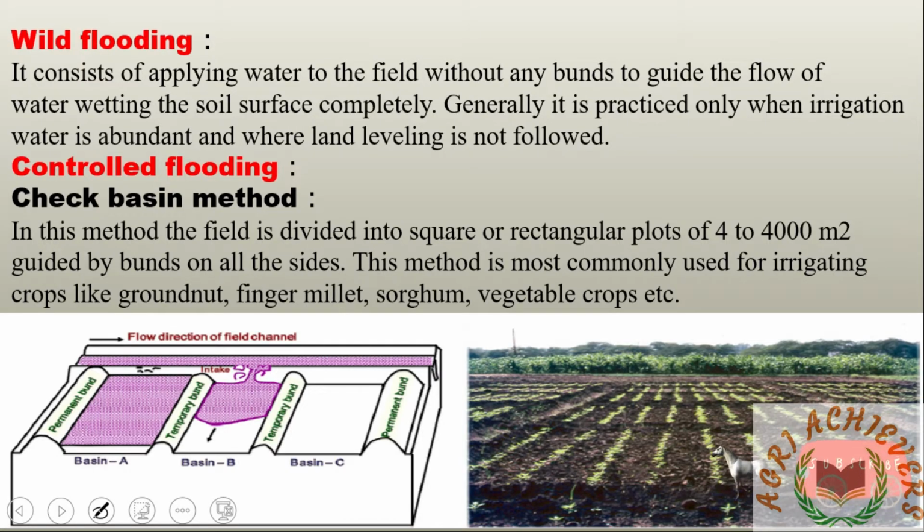In this method, the field is divided into square or rectangular plots of 4 to 4000 meters square, guided by bunds on all sides. This method is most commonly used for irrigating crops like groundnut, finger millet, sorghum, vegetable crops, etc. Here the images are given, this is the check basin method. These are basin A, basin B, and basin C, and the water is flowed as a controlled flooding method.